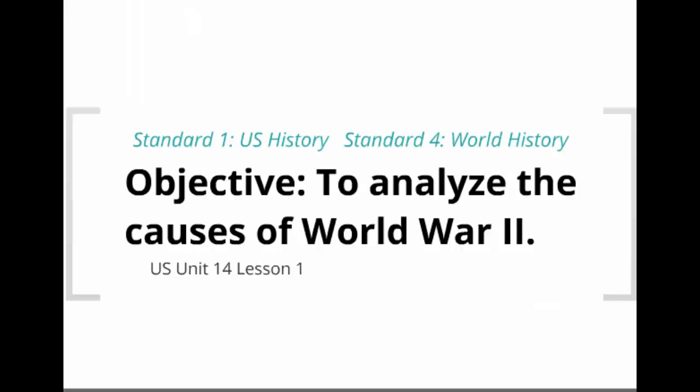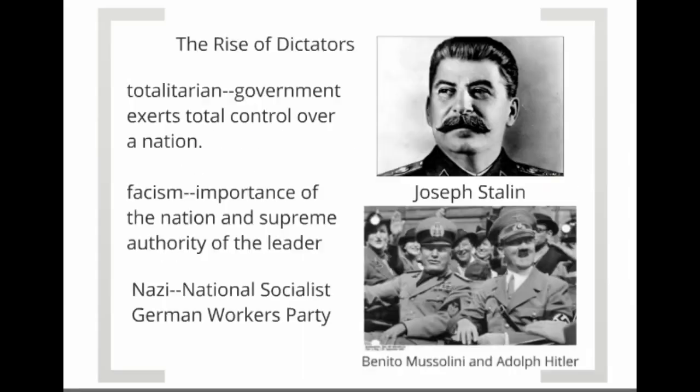In this lesson, we're going to take a look at how World War II started and the U.S. got involved. We have to talk about the rise of several dictators in Europe prior to World War II. The first one at the top, Joseph Stalin, was the communist totalitarian dictator of the Soviet Union.